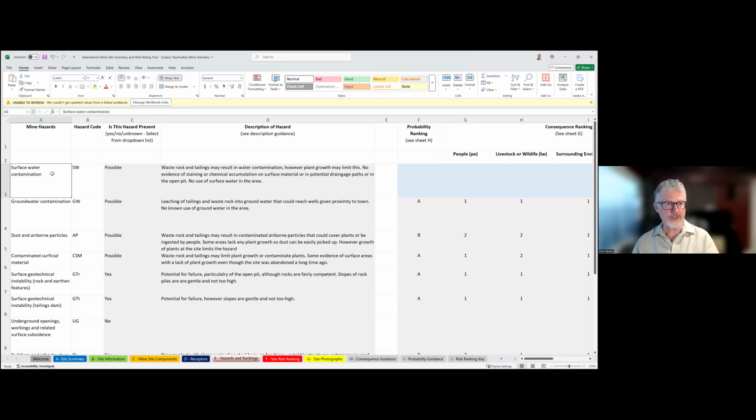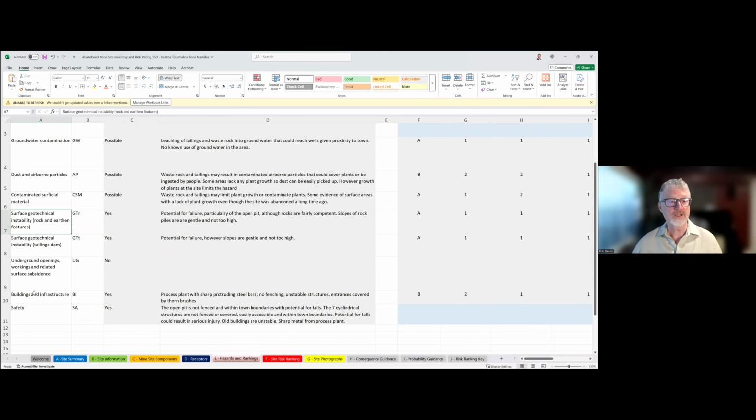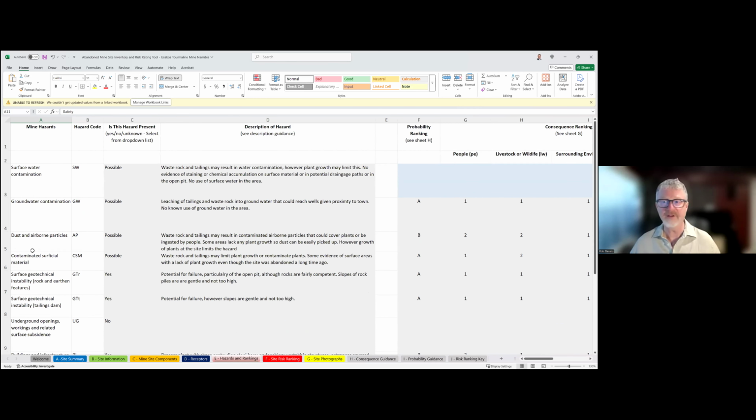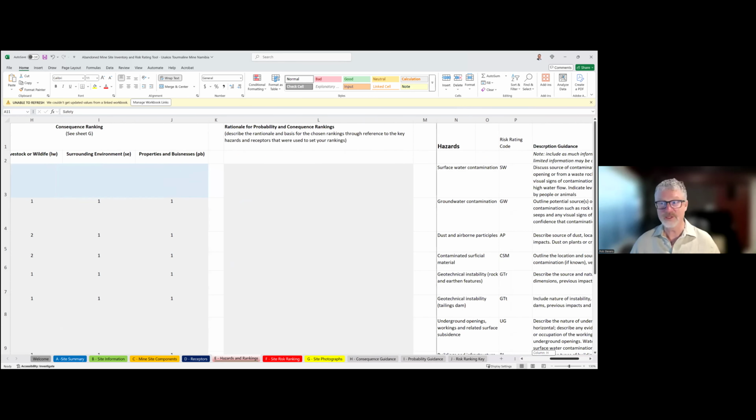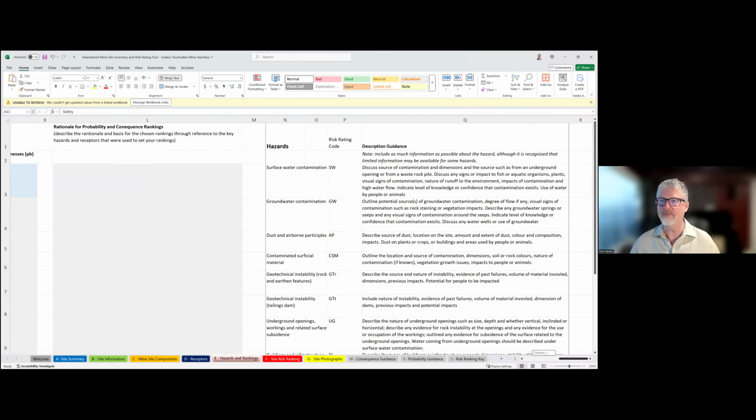So surface water contamination, groundwater, dust and airborne particles, contaminated surface material, geotechnical instability, underground workings, buildings and infrastructure, and safety. So these are the different categories of hazards. We have to go over a ways here, but there is guidance material again provided on those hazards to help with identifying and describing them.